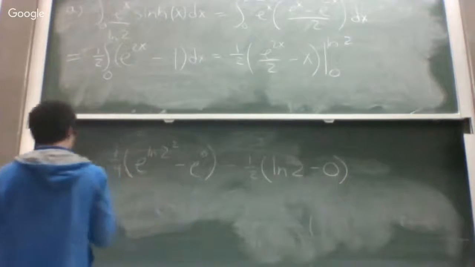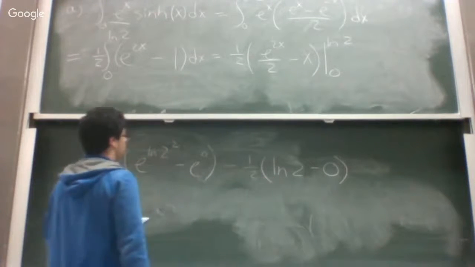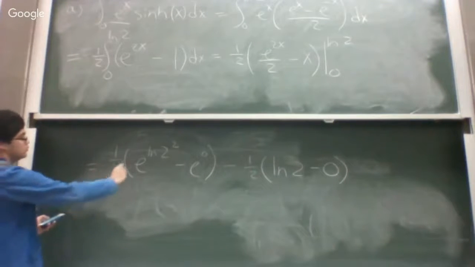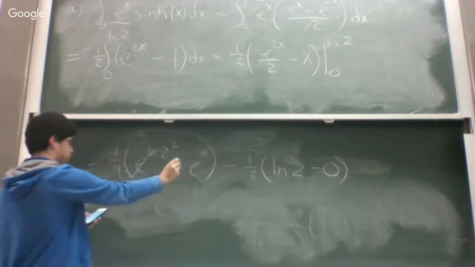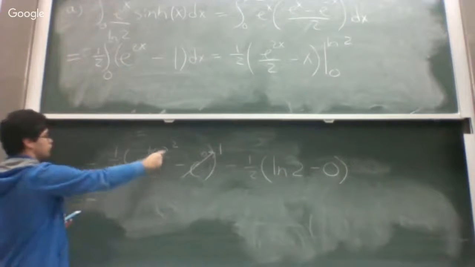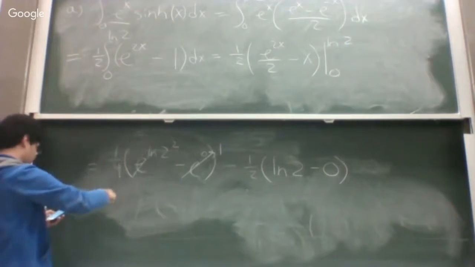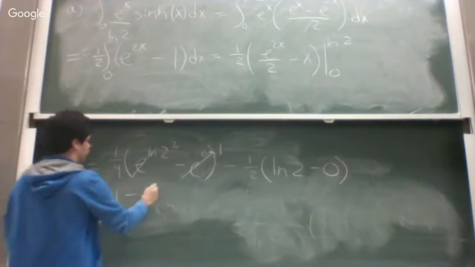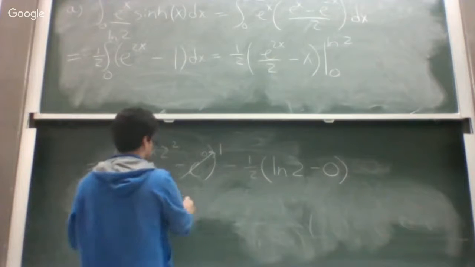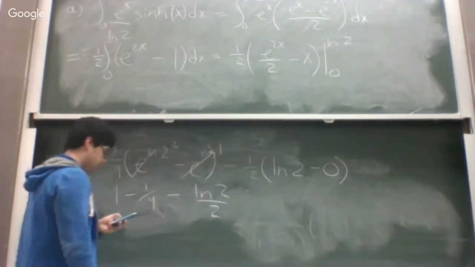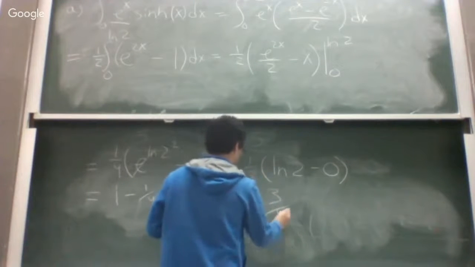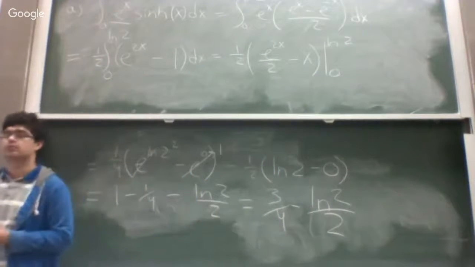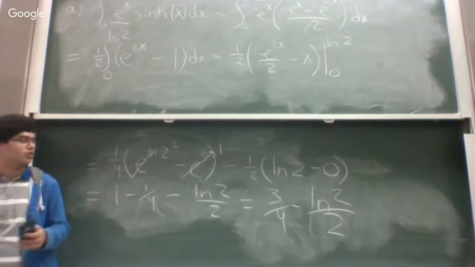Don't get confused with the negative sign. So it's just minus 1/2 positive natural log of 2 minus 0. What's e to the 0? 1. So this is 2 squared, which is 4. 4 divided by 4 is just 1. Minus 1/4. Minus natural log of 2 over 2. So then our answer is 3/4 minus natural log of 2 all over 2. If you can't see, it says 3/4 minus natural log of 2 divided by 2.